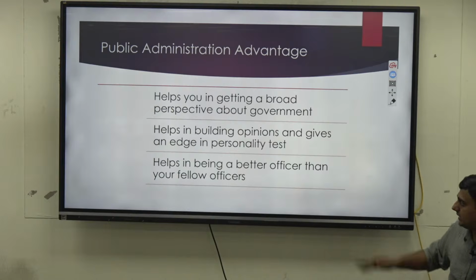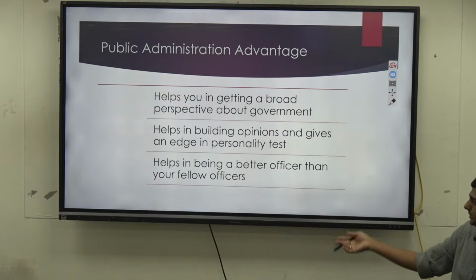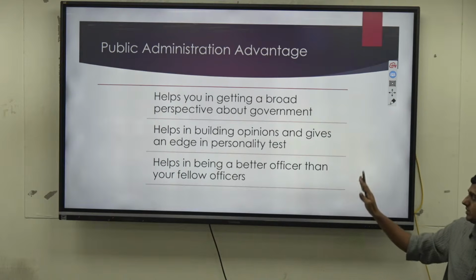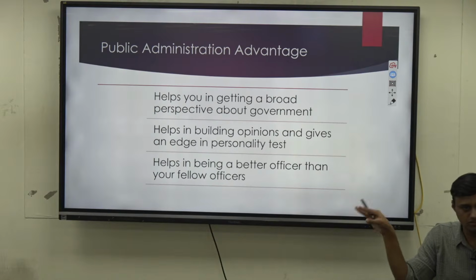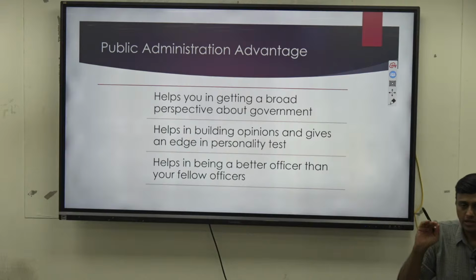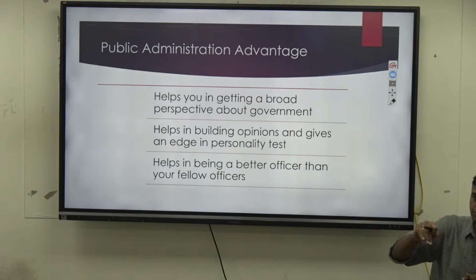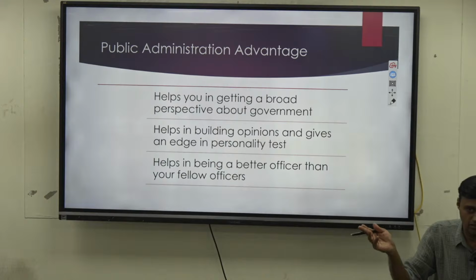That's also correct. In a way, it will help you understand the government better. It will help you in case studies, and it will help you in the personality test also. But this is not the major factor that it will help you in being a better officer than your fellow officers, might be. But that's not a factor. We have just given you a broader understanding. It does not mean that if I take public administration, I'll be a better DC than others. Because first, what you have to think about?